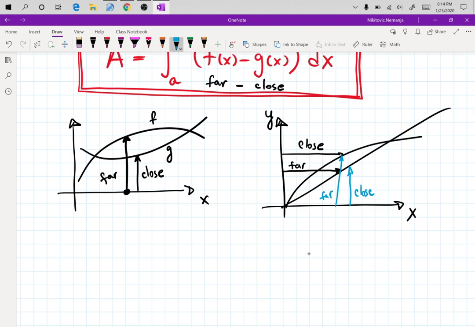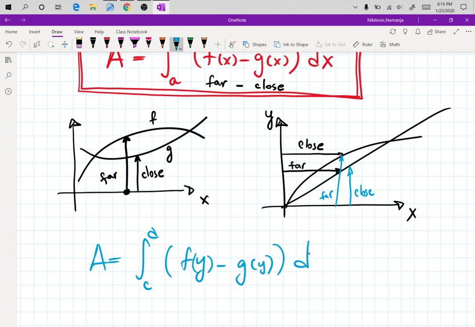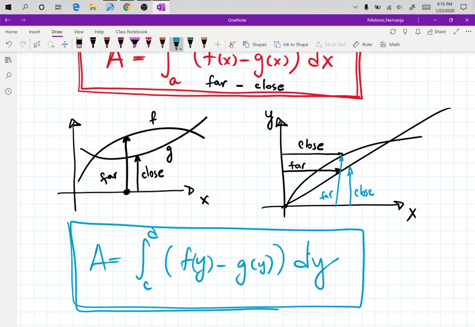Now, obviously, when I have a dy integral, that prompts me to write the y version of the integral, which is the integral from c to d of f of y minus g of y dy. And that would again be far minus close. We are remembering this, but in the y direction. Now, most of the formulas that we will learn in chapter 6 will have an x integral and a y integral as well.